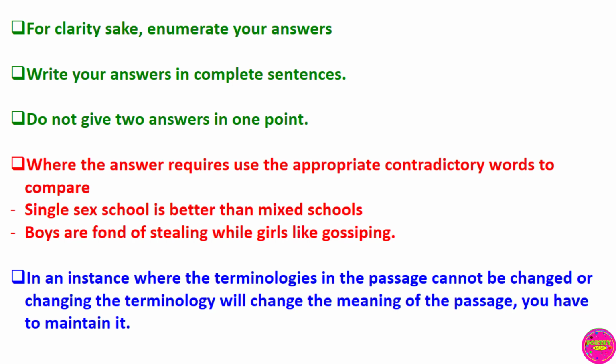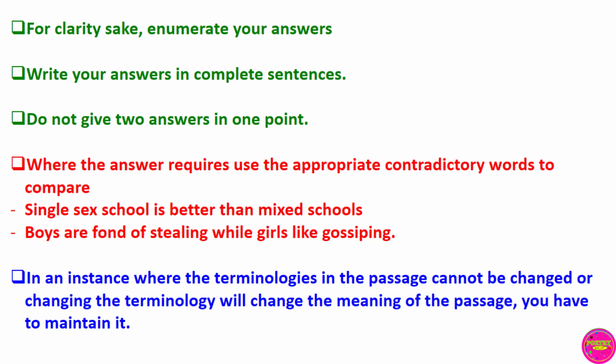And where the answer requires that you compare 2 things, it is important for you to use appropriate contradictory words to do so. For example, you can say, the single-sex school is better than the mixed school. Boys are fond of stealing, while girls like gossiping. So in trying to differentiate or show the similarities between something in the passage, you have to use the appropriate words to do so. So in an instance where the terminologies in the passage cannot be changed, or changing the terminology will change the meaning of the passage, you are advised to maintain it.